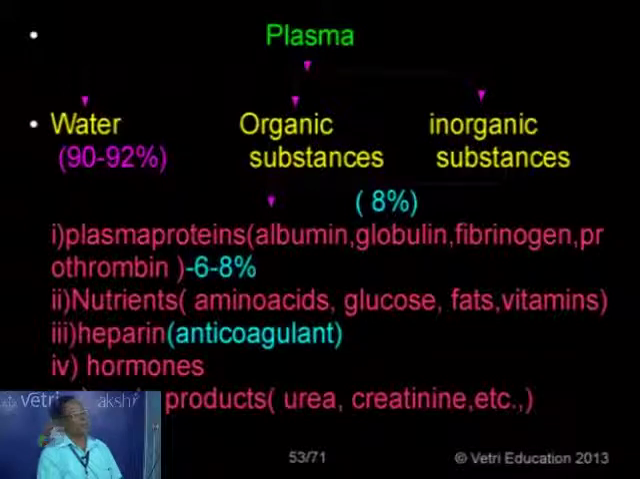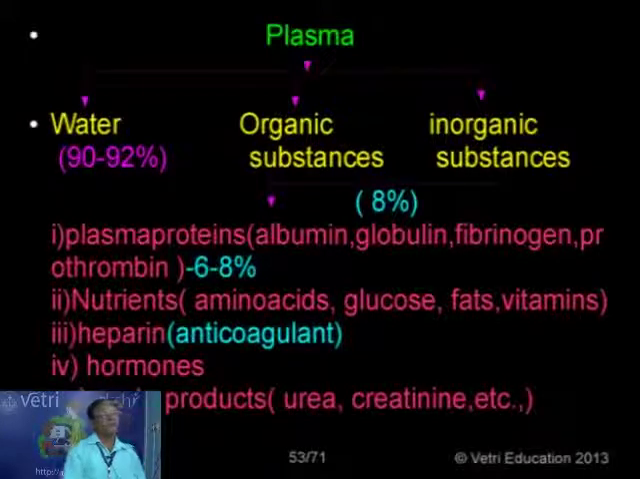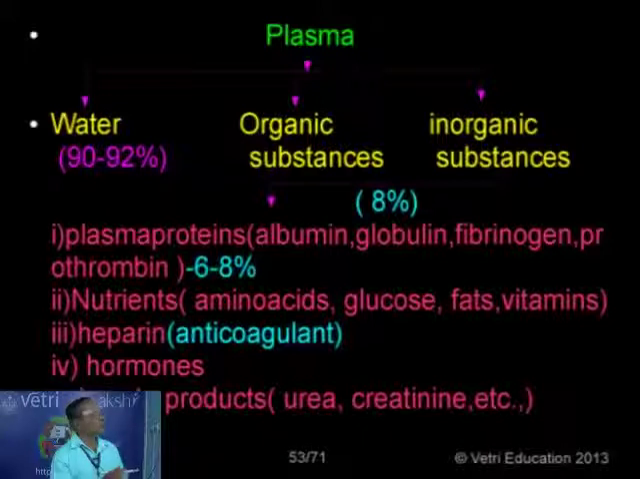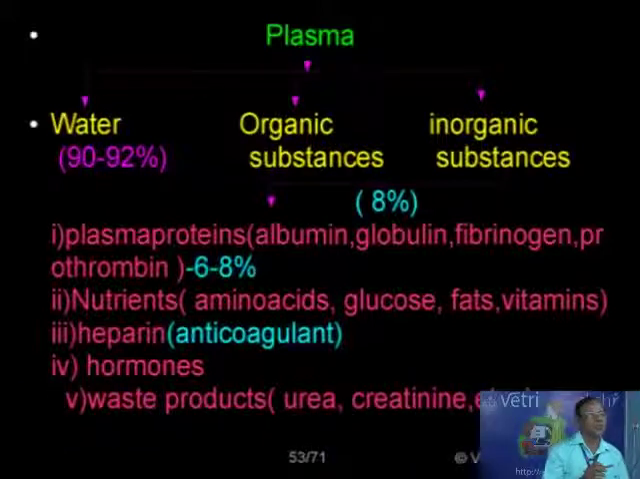Now if you are taking plasma, it is a liquid matrix. It is actually straw colored in nature in the case of human beings. It is formed of mainly water. 90 to 92% is water, in which are dissolved or suspended other organic and inorganic substances which together constitute 8%. So 90 to 92% water and 8% in the form of organic and inorganic substances. Even out of this 8%, the major component is in the form of plasma proteins, 6 to 8%. Others are found only in the least amount.